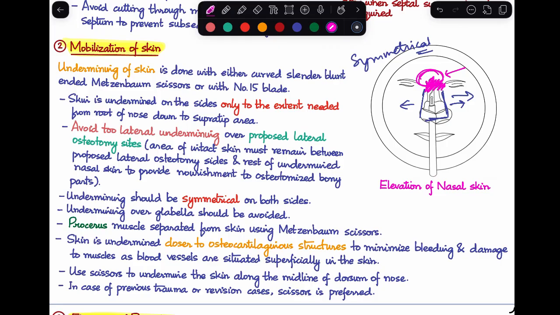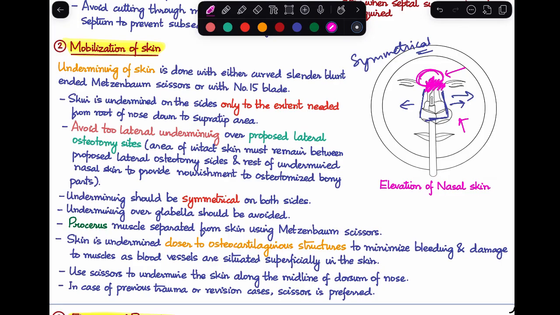And another thing to remember, these are all cautionary points to remember while you're doing the surgery: you should try to undermine the skin very close to the osteocartilaginous framework, so that you are minimizing the bleeding and you do not damage any blood vessels or any muscles which are situated superficially in the skin. So we'll try to remain close to the osteocartilaginous framework of the nose. And in case there is a history of previous trauma, or if it's a revision case, we are going to be expecting a lot of scar formation. So in those cases, using the scissors is preferred over the number 15 blade.